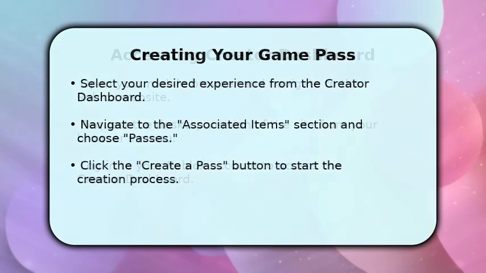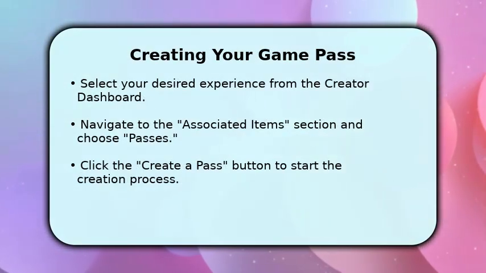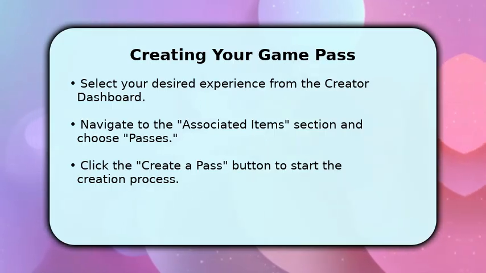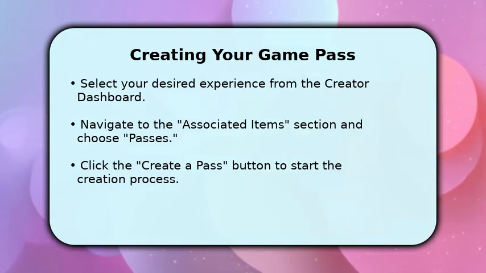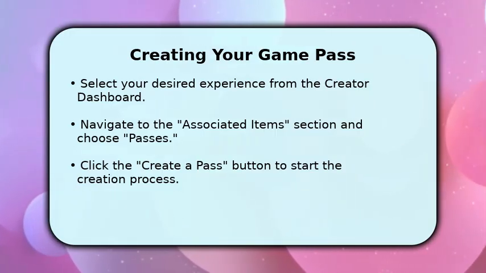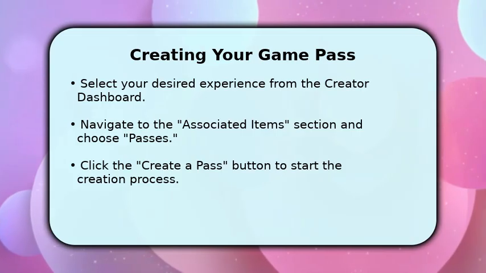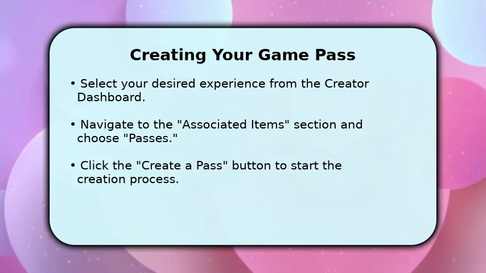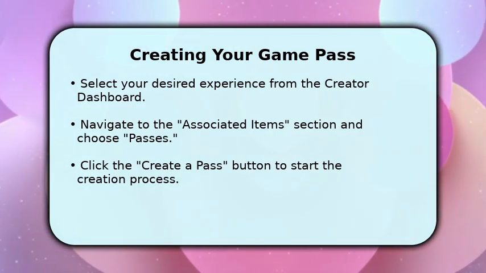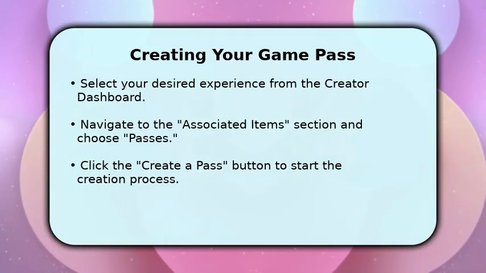process. Now that you're on the creator dashboard, select the specific experience for which you want to create a game pass. Look for the associated items menu on the left-hand side, and then click on Passes. This section displays all your existing passes. To make a new one, simply tap the prominent Create a Pass button, which will guide you to the next step of customizing your new item.